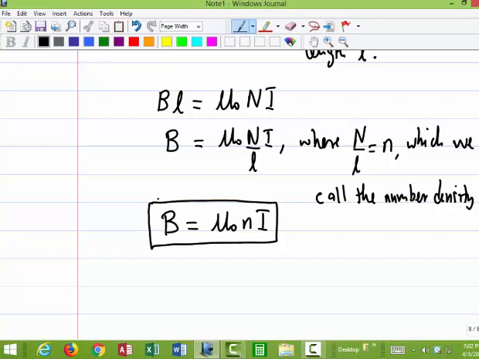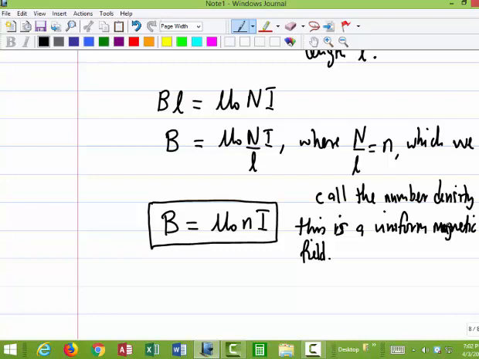You can see it's a uniform field. It depends on the number of turns per unit length times I. So the number density is the number of turns of wire per unit length.